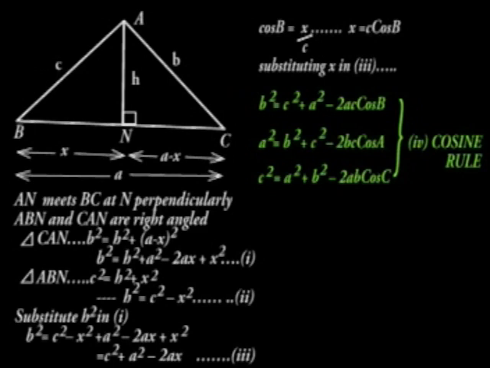It can also be shown that a squared is equal to b squared plus c squared minus 2bc cos A, and that c squared is equal to a squared plus b squared minus 2ab cos C.